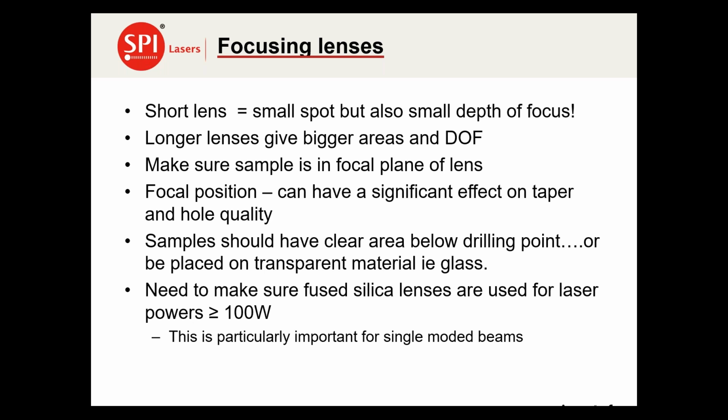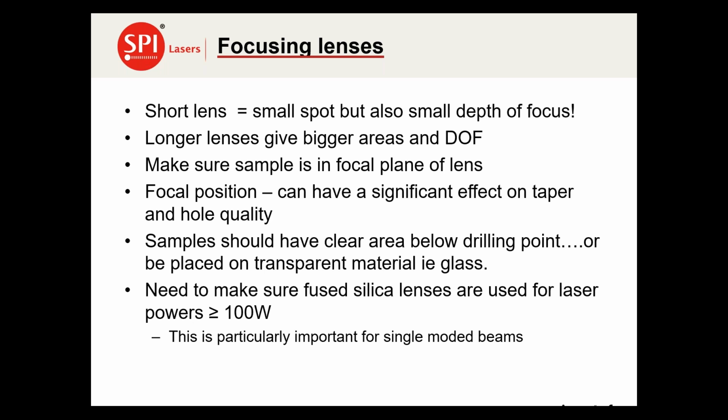When you're actually processing, it's quite important to know where your focal position is, as this can have a significant effect on the taper and the quality of the hole itself. So it's something that needs to be monitored and looked at. Samples should have a clear area below the drilling point so that the ejected material can come out, or be placed on a transparent material like glass to enable light to go through. Ideally, you want clear space below it.